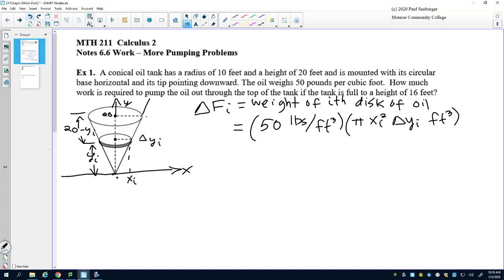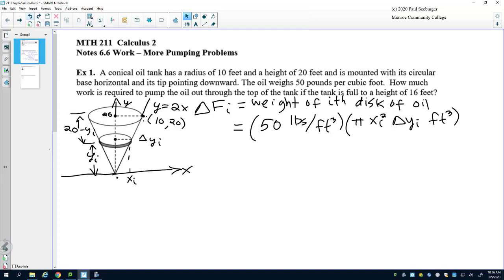What is the equation of this line? You know what this point is right here? What are the coordinates of this point? 10, 20. That helps us to determine what the slope of this line is. It goes through the origin, it goes through the point (10, 20). What's the slope? Rise over run. 2. So the equation of this line is going to be y equals 2x.